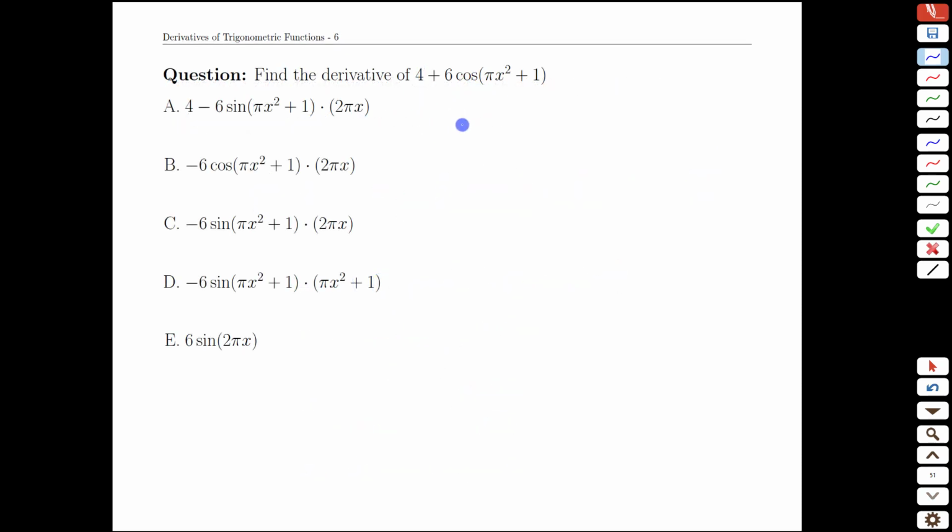As a quick practice challenge, take a look at this function here and see, using the derivative rules for trig functions now and the chain rule, can you identify the derivative here in the list? I'll pause for a second, then we'll come back.